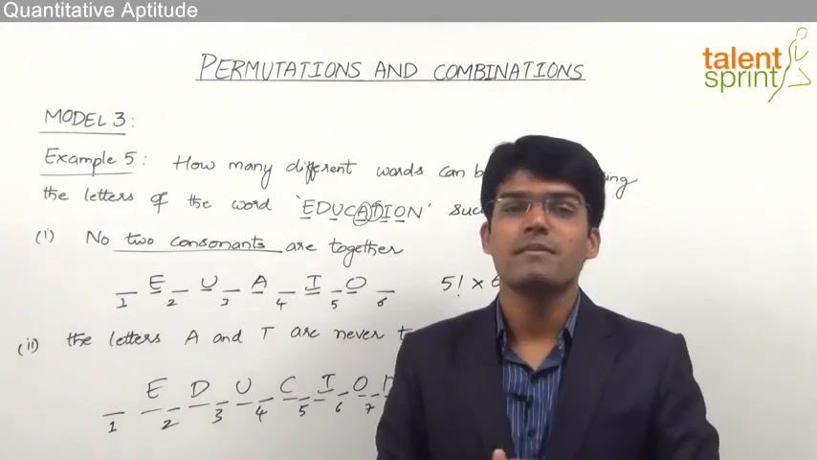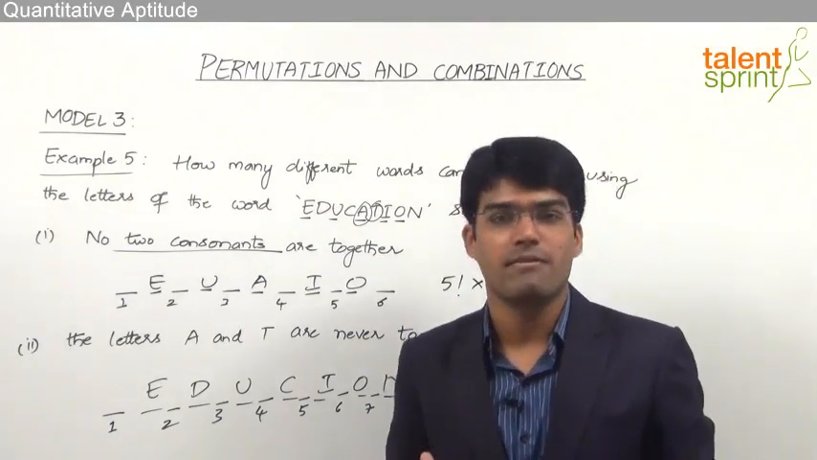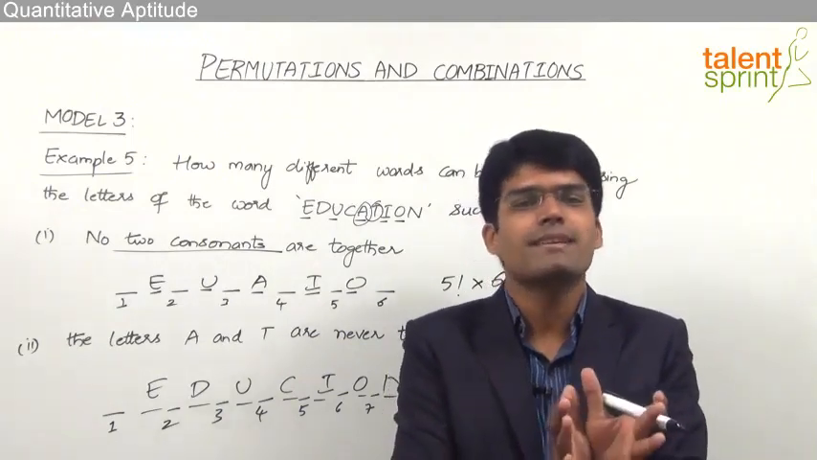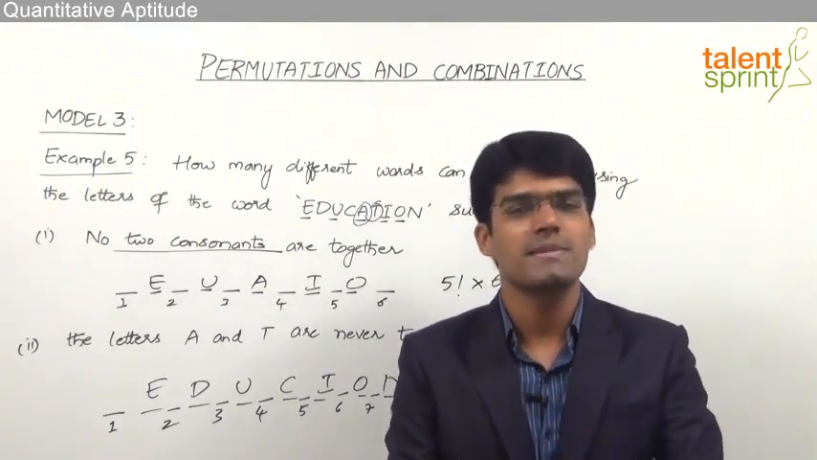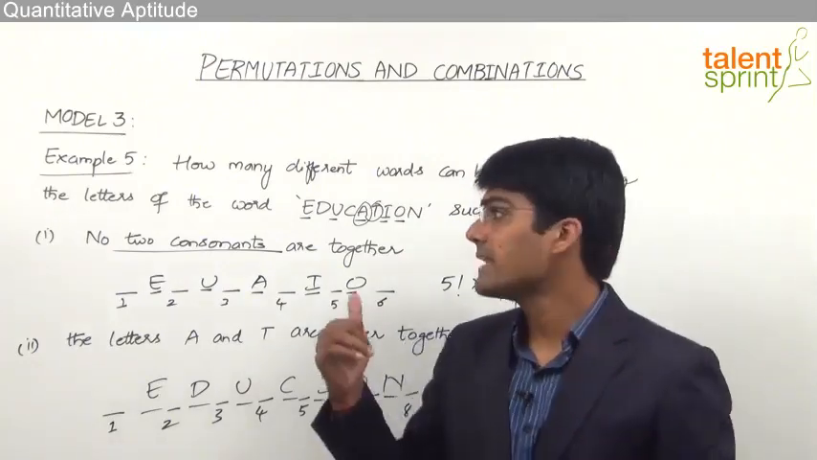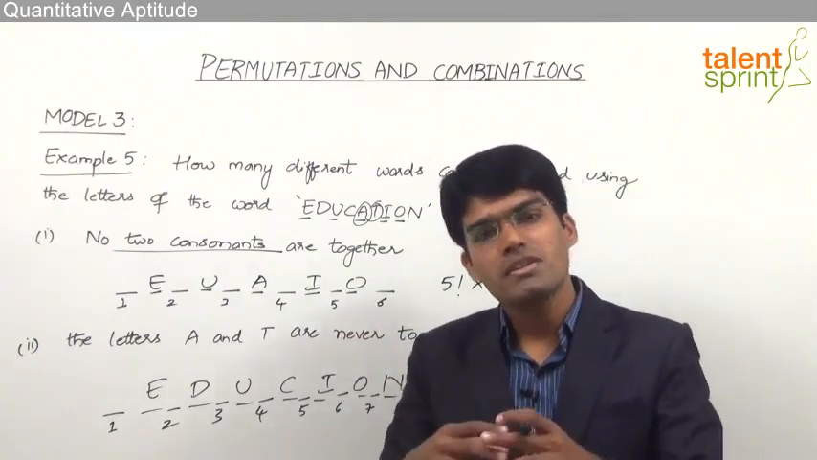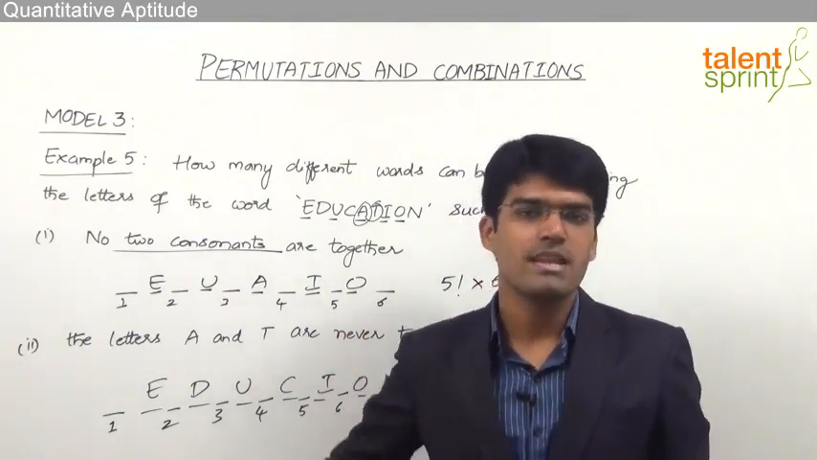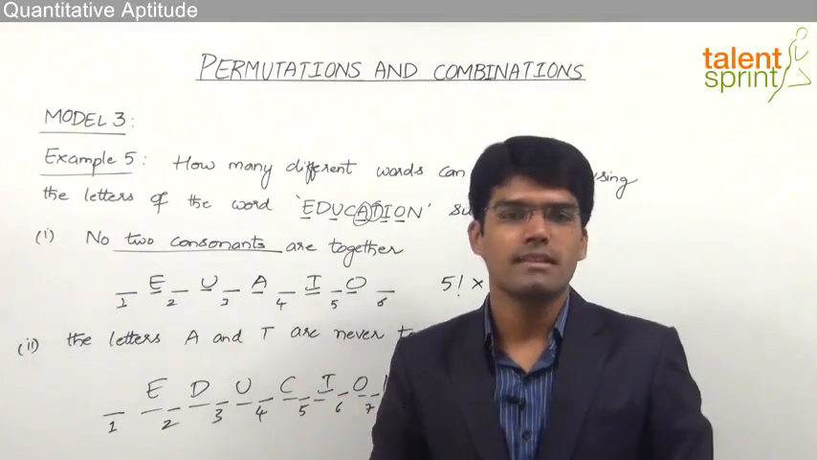So this is the difference between example number 4 and example 5. In example 4, when we want certain objects to be together, we join them and consider it as one unit. Do the total arrangements and then the internal arrangements. And in example 5, that is when we want objects not to be together, we first arrange the remaining objects, find the possible positions and then place these objects in the given positions.